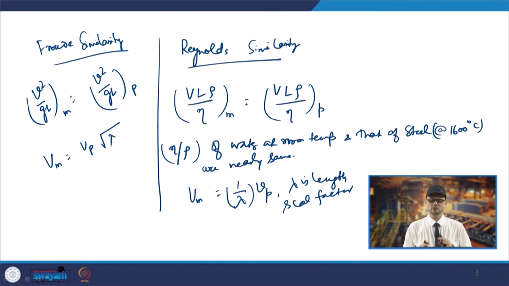So, you are getting different proportionality factors in these two cases. Now, if you try to ensure that both these similarity conditions are satisfied, that is only possible when lambda is equal to 1. So, that is when you are making the model of the same scale as that of the prototype, then only these two can be satisfied.